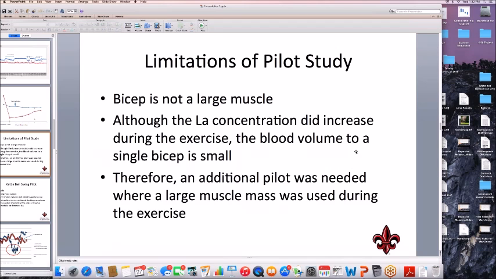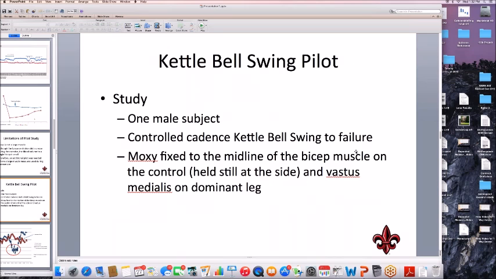So again, limitations: the bicep's not a large muscle. We did increase lactate, but the blood volume in the bicep is relatively small compared to whole body blood volume, so we wanted to do something with larger muscle mass. So in this case, we decided let's do some kettlebell swings because they do involve quite a lot of muscle in the body, but if we do them with just one arm holding on to the kettlebell, we can really control the action of the other arm and make sure that it's not moving.